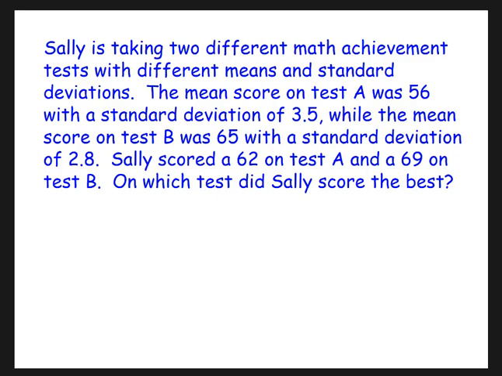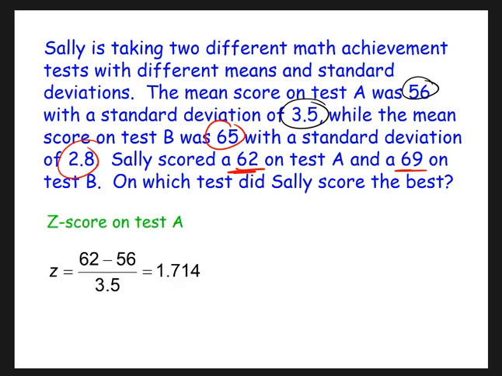So Sally is taking two different math achievement tests with different means and standard deviations. The mean score on test A is 56 with a standard deviation of 3.5, while the mean score on test B is 65 with a standard deviation of 2.8. She scores 62 on A and 69 on B. Which did she score better? Well, those are different tests, so we can't compare the 62 to the 69 directly. We have to compare them back to their own populations, and we use the z-score for that.